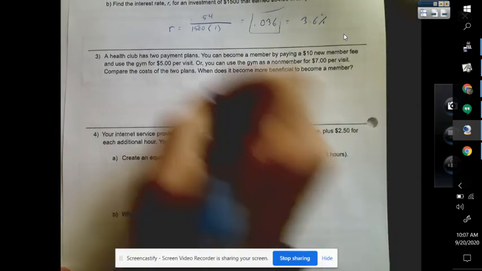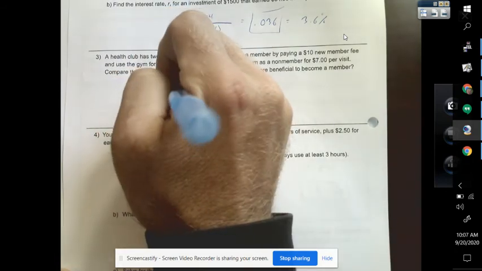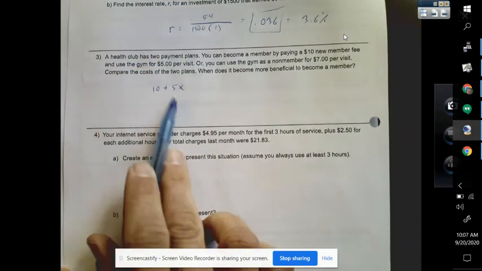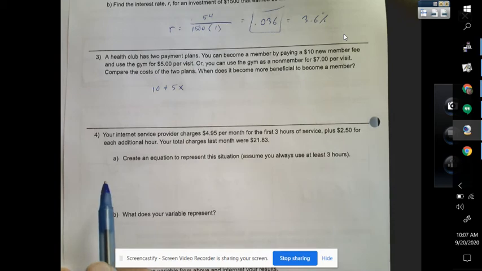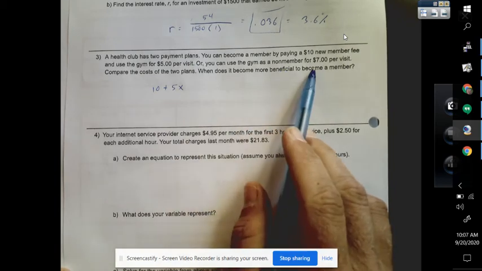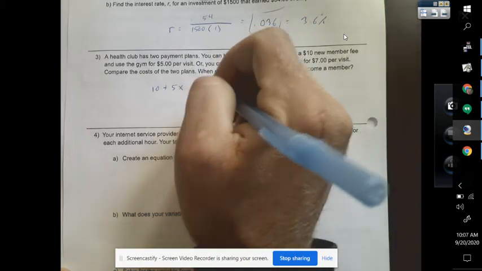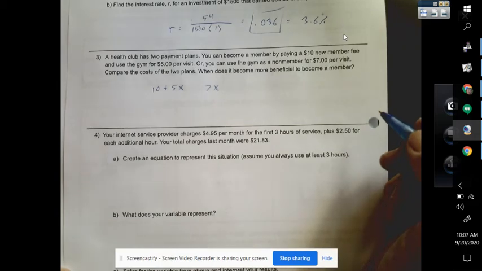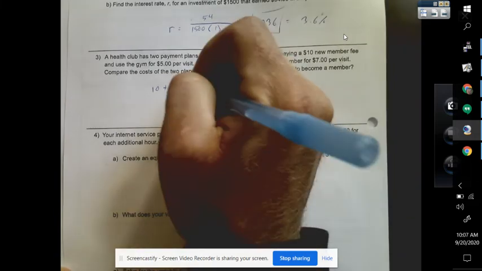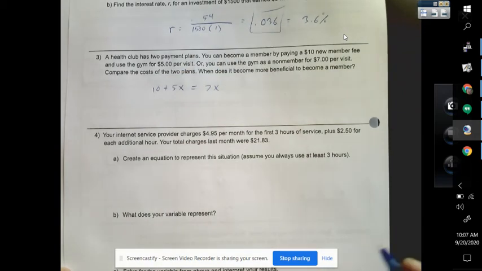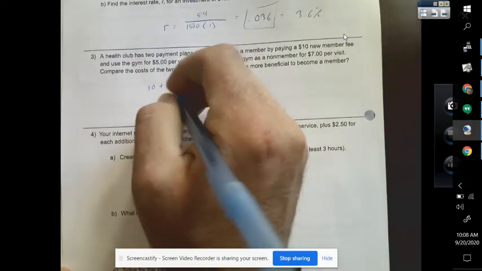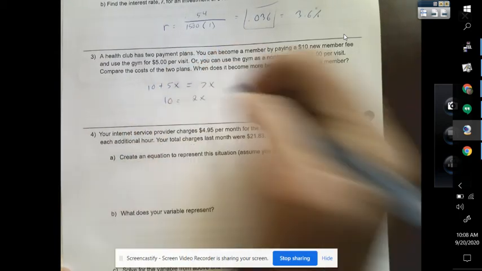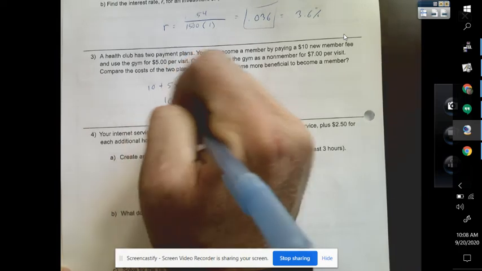So $10 flat fee and $5 per visit. Anytime you see per visit, we're going to introduce a variable, so 10 plus 5x. And the case for a non-member is $7 per visit, 7x. We want to know when it becomes more beneficial to become a member. Well, I'm going to make them equal, and we're going to solve this. So 10 equals, subtract 5x over, divide, simple enough.